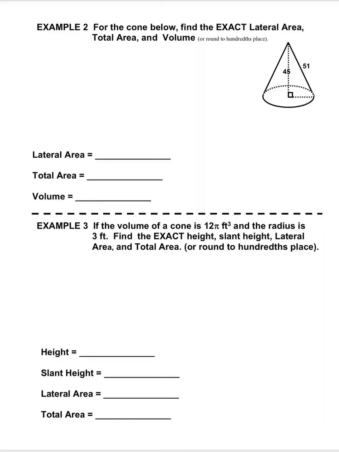Alright guys, so this is the second part of the cones, lateral area, total area, and volume. We have two examples here, so we'll just go ahead and get started. So on example 2, again I'm finding all three.